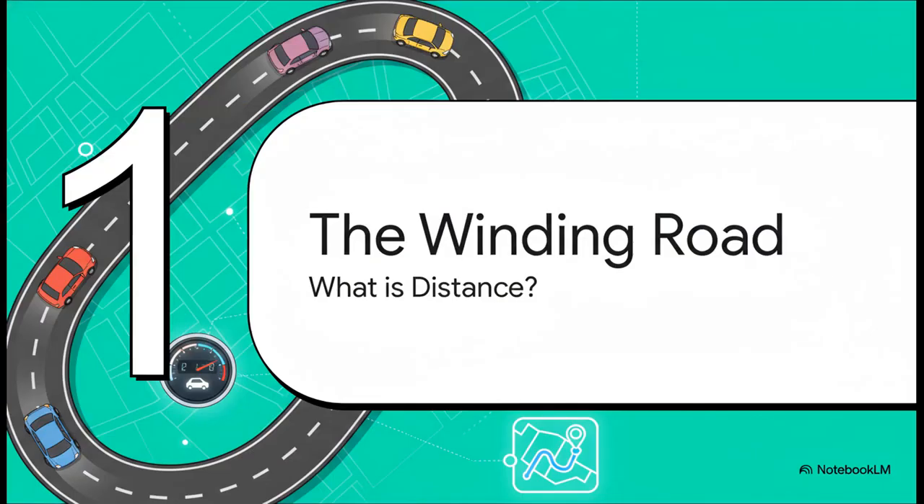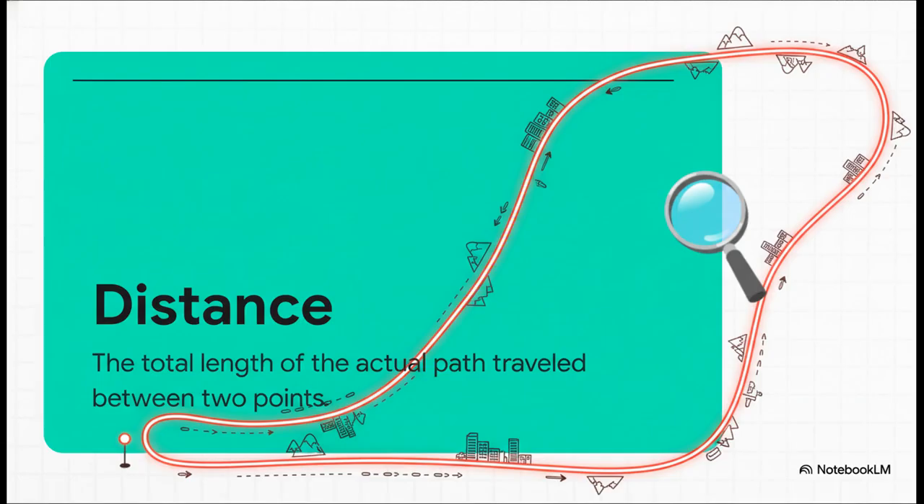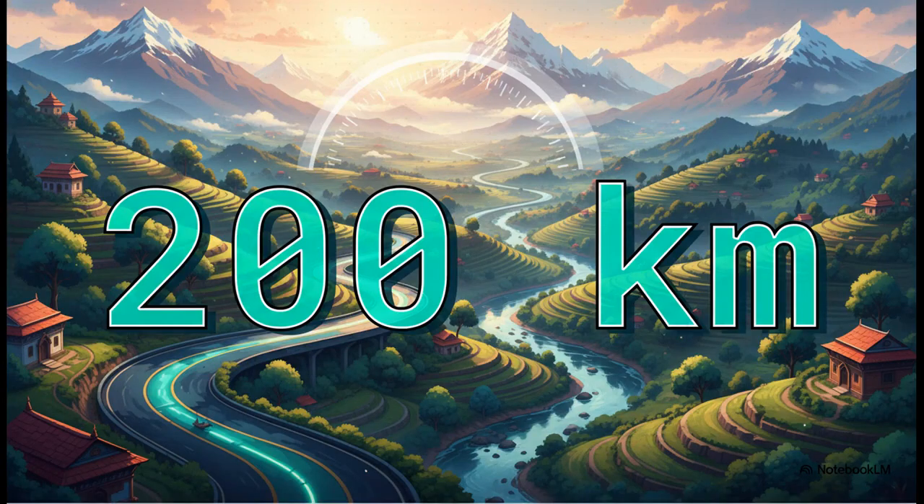Okay, so first things first, let's start with the one we're all familiar with, the one your car's odometer and your GPS are always talking about. Let's talk about distance. Simply put, distance is the total ground you cover. It's every twist, every turn, and every straightaway all added together, from the moment you leave your starting point to the moment you arrive. It's the literal length of the road beneath your tires. And that's where that first number, 200 kilometers, comes from.